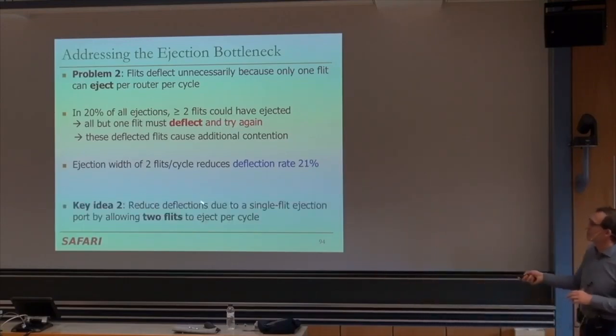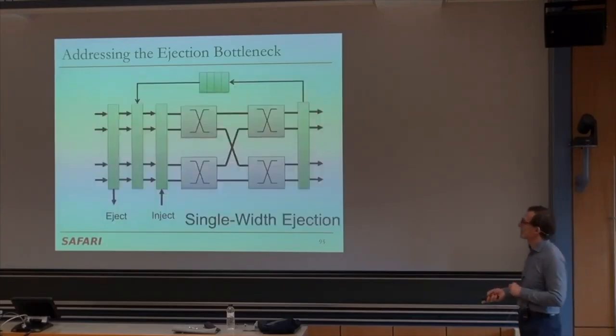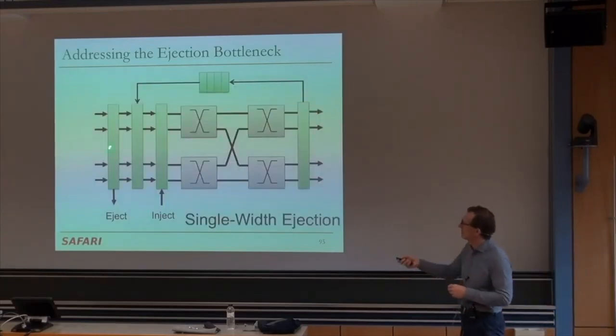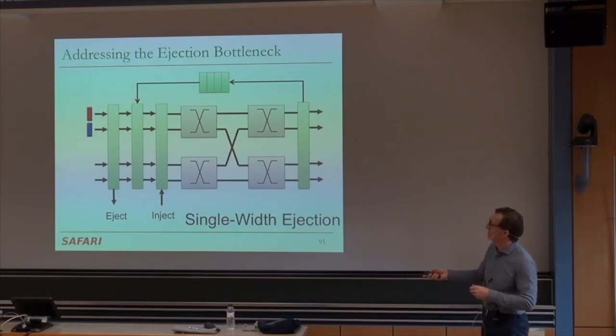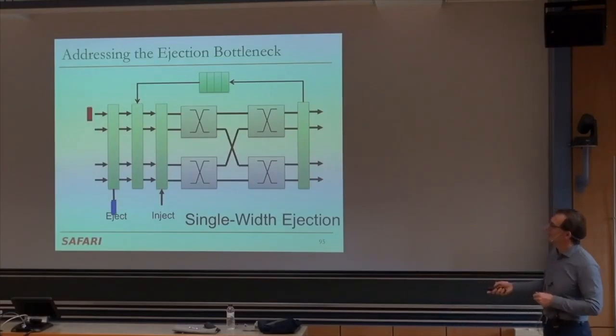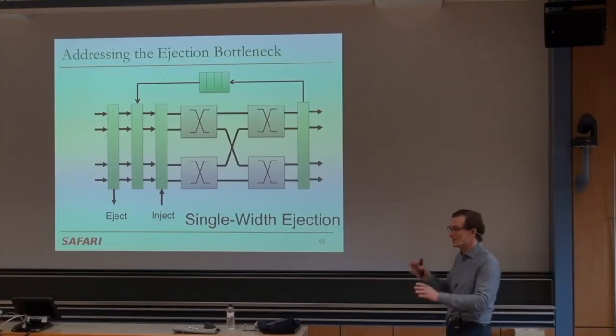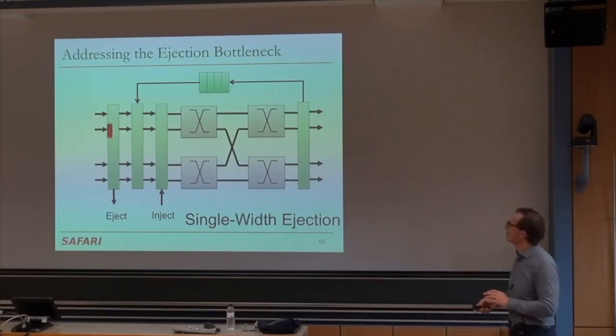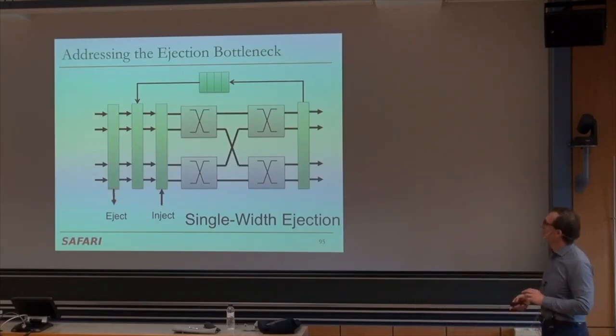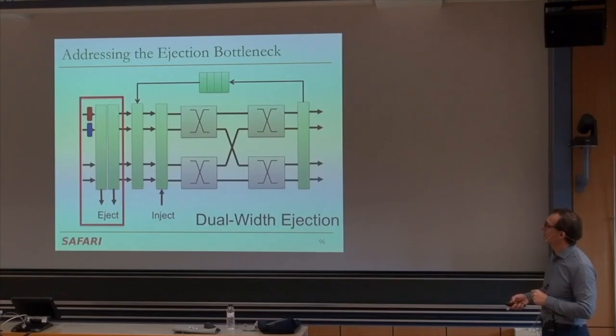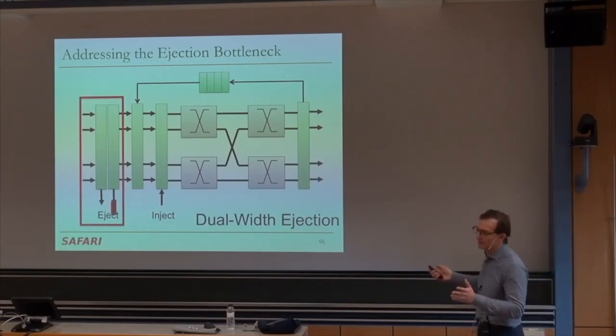So the key idea is to reduce deflections due to the single flit ejection port by allowing 2 flits to eject per cycle. So this is single flit ejection. You have an ejection over here. And you're limited, even though this came to its destination, this poor guy now gets deflected. If you have a side buffer, it gets into the side buffer. That's the good part. These things interact nicely. But now, it'll get ejected later at some point. But if you have 2 ejection ports, you can eject them quickly. That's the idea.